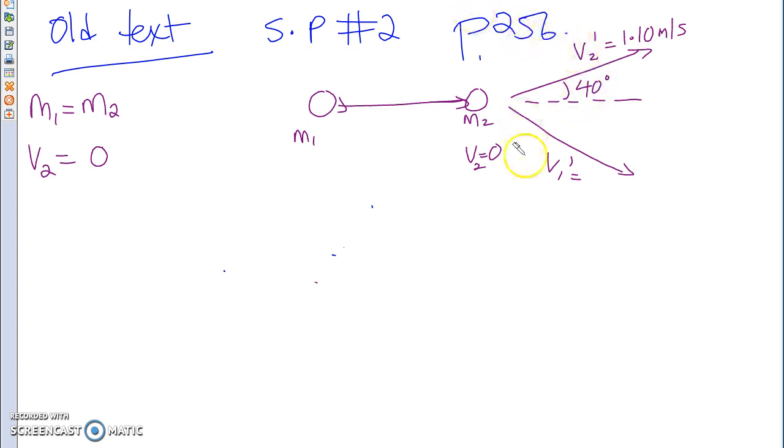And the other marble, the V1 prime, has a velocity of 1.36 meters per second. And we do not know what this theta is. We don't know what this angle is. So the question is, what is V1? With what velocity did my original marble travel at before it hit the stationary marble? Okay, this is what we're looking at.